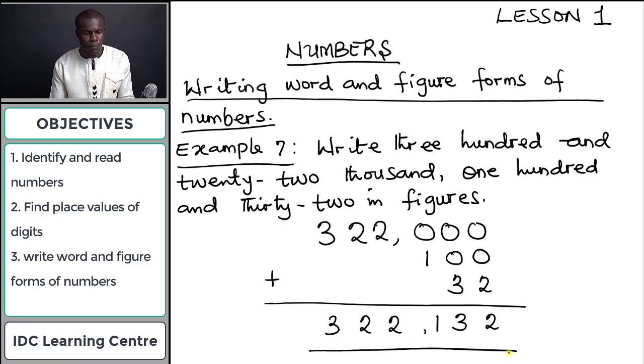Okay, so we have our answer, and if you look at this answer, it's going to be very easy for us to also read it based on how we've arranged it. So this is 322,132.